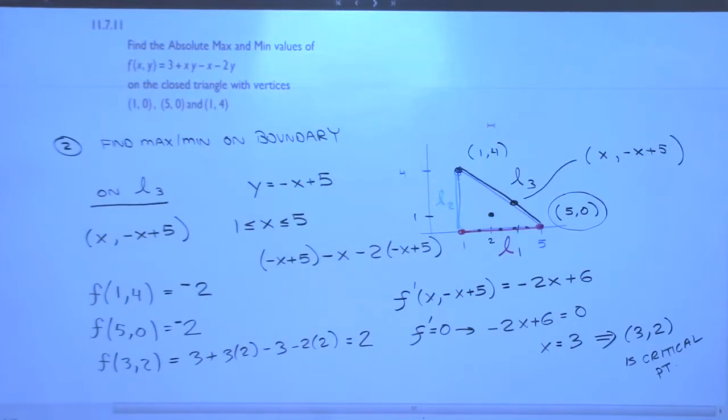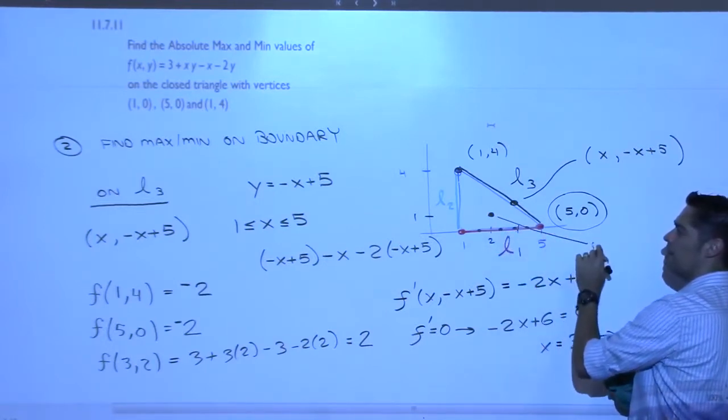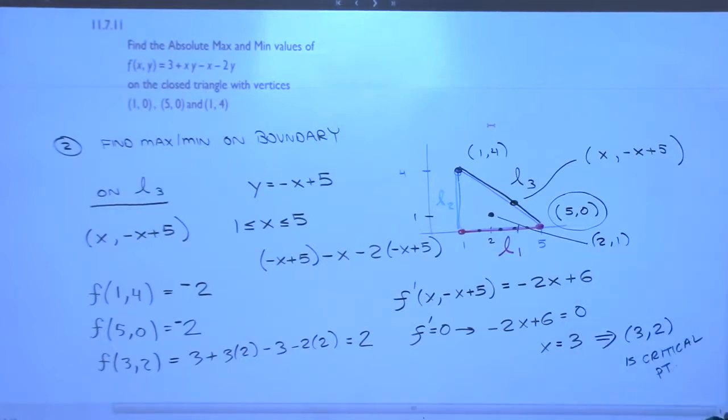Okay. We've gone around the boundaries, right? The whole boundary we've taken care of. We looked on the inside. We did find a point on the inside. What was that point on the inside? 2, 1? Yeah? So let's put this all together, all right?